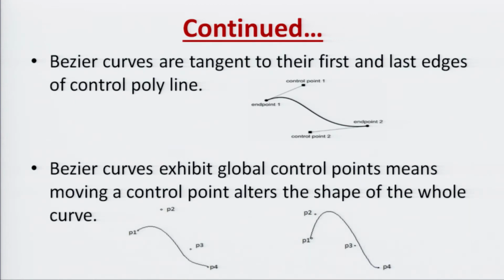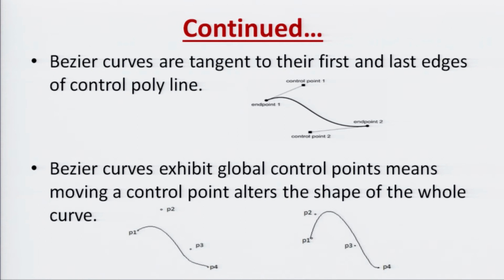Then we can see further properties. Bezier curves are tangent to the first and last edges of the control polyline. The control polyline is basically the lines of the polygon which is responsible for drawing the Bezier curve. We can see that this is the first polyline, and the Bezier curve is tangent to it, and here is the last end point, and the Bezier curve is also tangent to it.